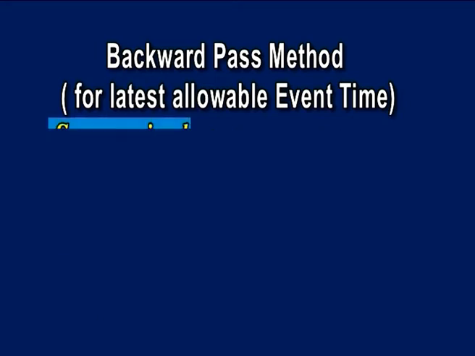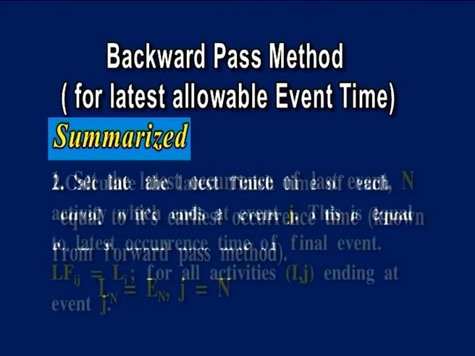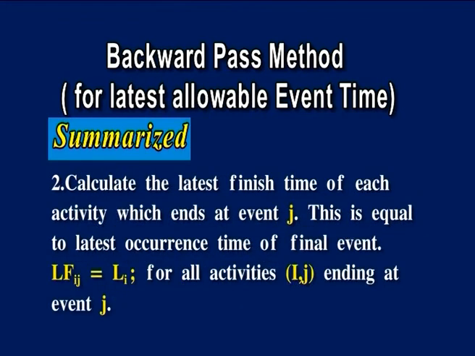The method may be summarized as follows. Firstly, set the latest occurrence of last event n equal to its earliest occurrence time, known from the forward pass method, that is, L of n is equal to E of n, j is equal to n. Second, calculate the latest finish time of each activity which ends at event j. This is equal to the latest occurrence time of the final event, that is, Lf of ij is equal to L of j for all activities ij ending at event j.